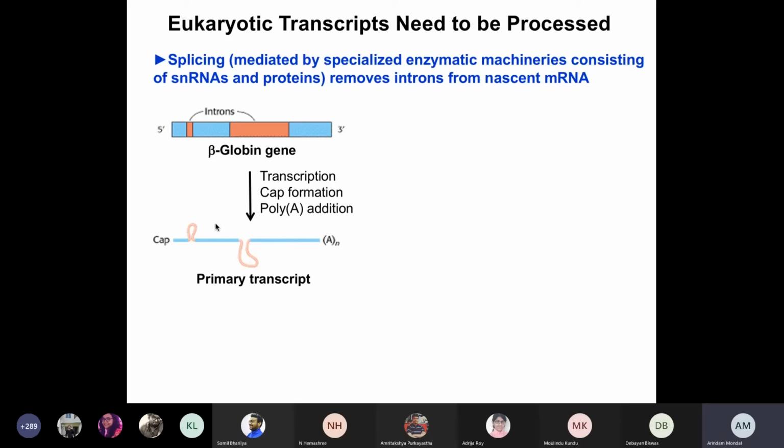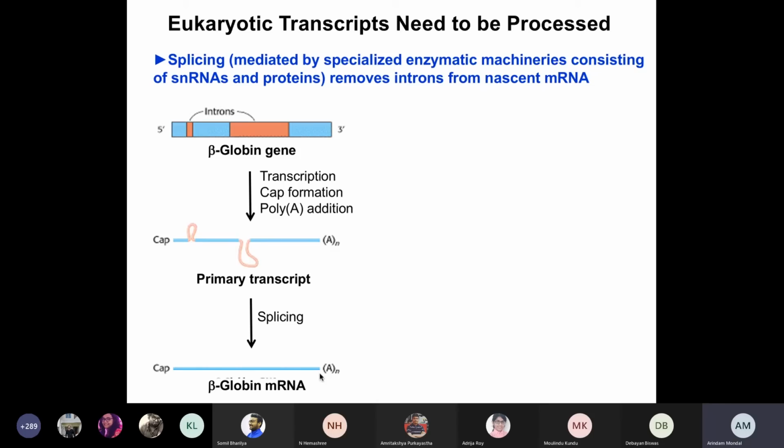So during the splicing process, the spliceosomal machinery removes the introns from the mRNA. Once the mRNA gets synthesized, it is like this: it doesn't have a cap, it doesn't have a poly A tail, and it also contains the introns. Subsequently, it needs to be capped, the poly A tail needs to be added, and then the introns need to be spliced out, so that it can form the final mRNA, which is now ready for the translation process.